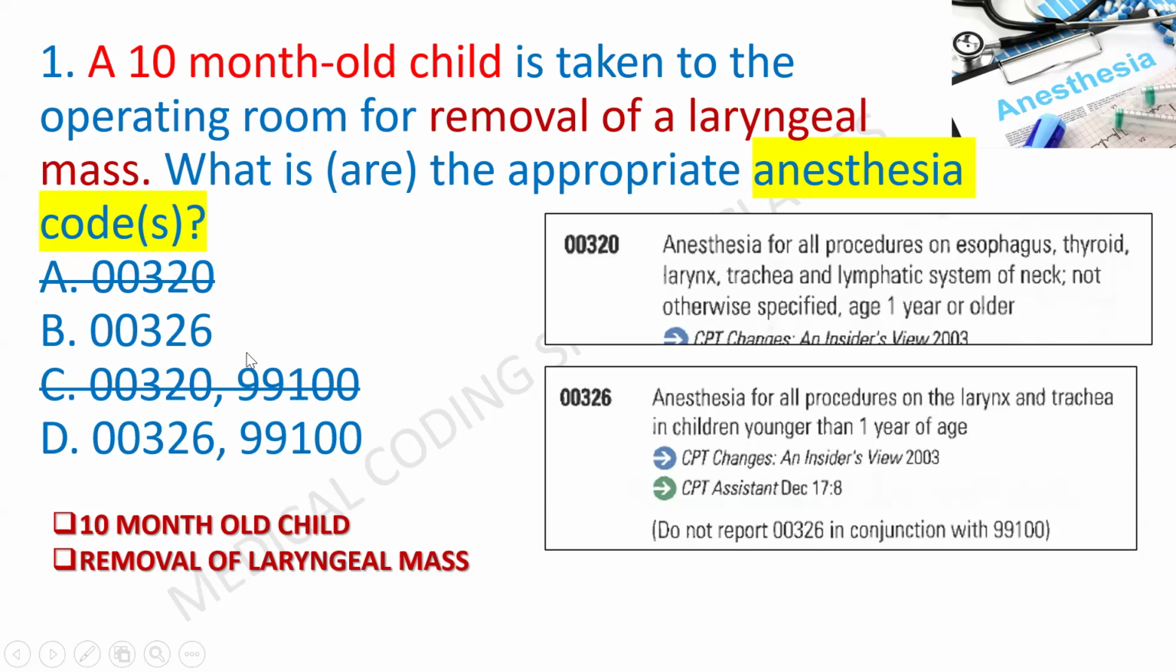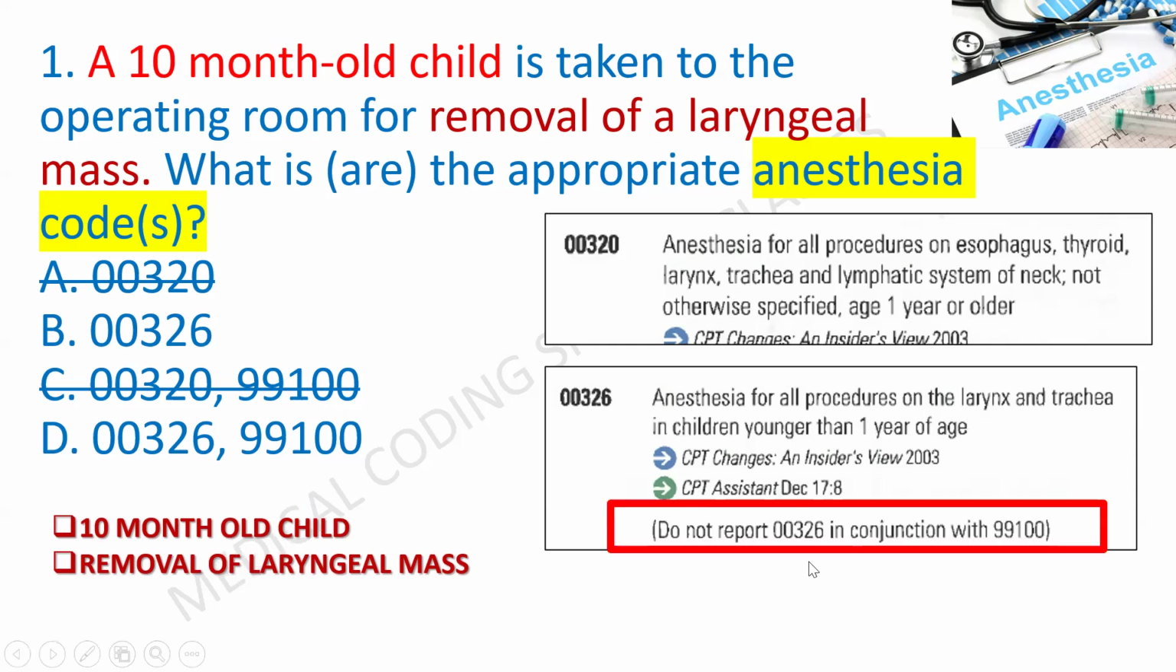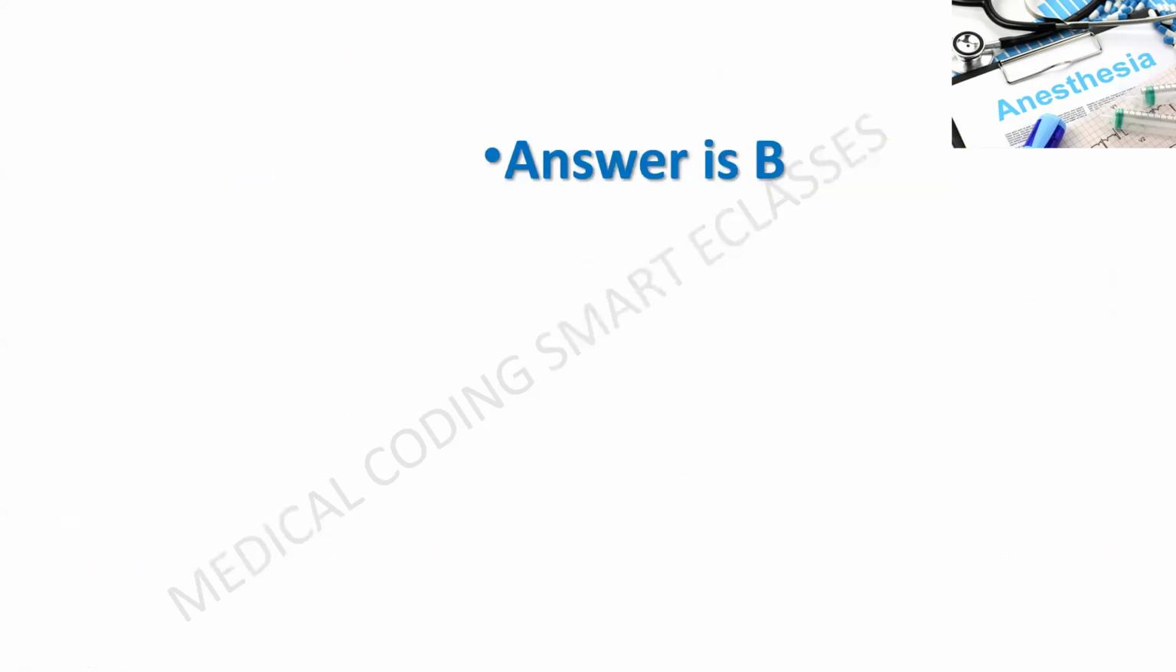At 00326, the options are B and D, and D has 99100. We already studied in anesthesia some physical status modifiers as well as some 99 modifiers. Among them, 99100 is related to age. But here there is a parenthetical note saying we should not report 00326 with 99100. So option D is the wrong one, and our answer is option B.